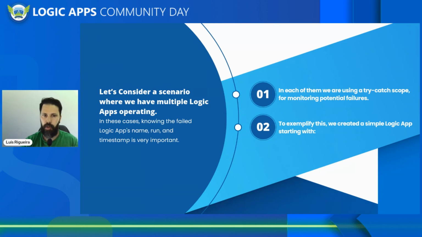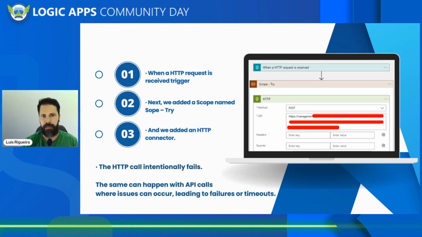In these cases, knowing the failed logic app name, run, and timestamp of the occurrence is very important. Let's say that in each of them we are using a try and catch scope for monitoring potential failures. And to exemplify this, we created a simple logic app starting with a "when a HTTP request is received" trigger. Next, we added a scope named scope try, and we added an HTTP connector.